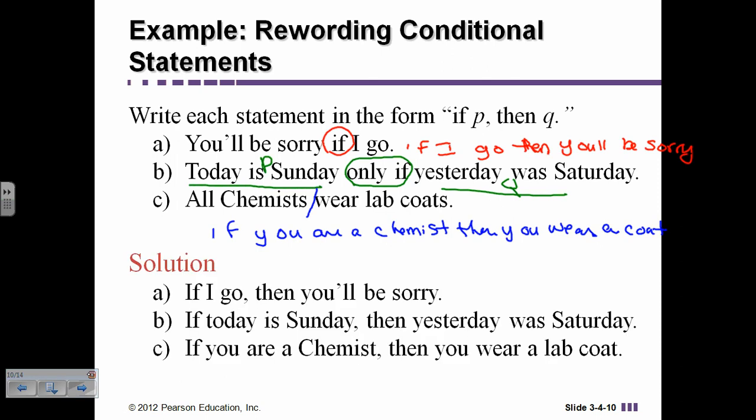So those are the answers we got. So, if I go, then you'll be sorry. That was our first statement. The second statement, because of the only if, you don't change the order. You leave it as P and Q, and you say, if today is Sunday, then yesterday was Saturday. And then the last one is something like, if you are a chemist, then you wear a lab coat.